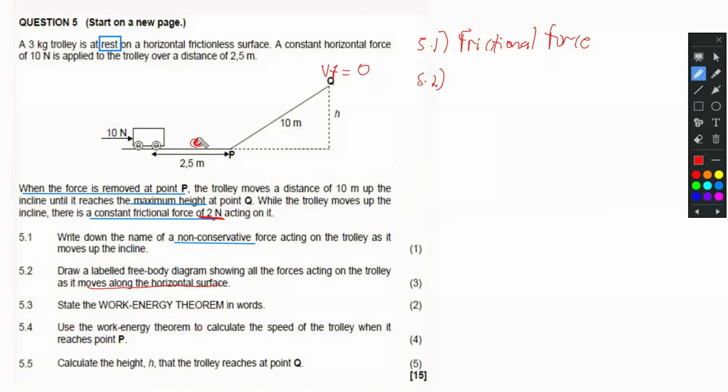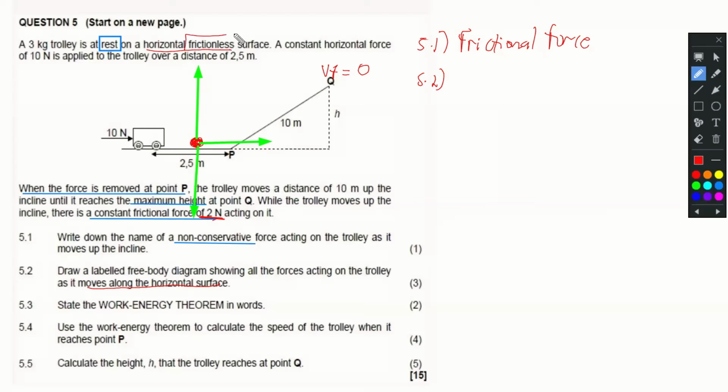Then there we go. The horizontal surface is like this. And then we have normal force. We have a gravitational force. And then we have an applied force. Note that they said the horizontal surface is what?